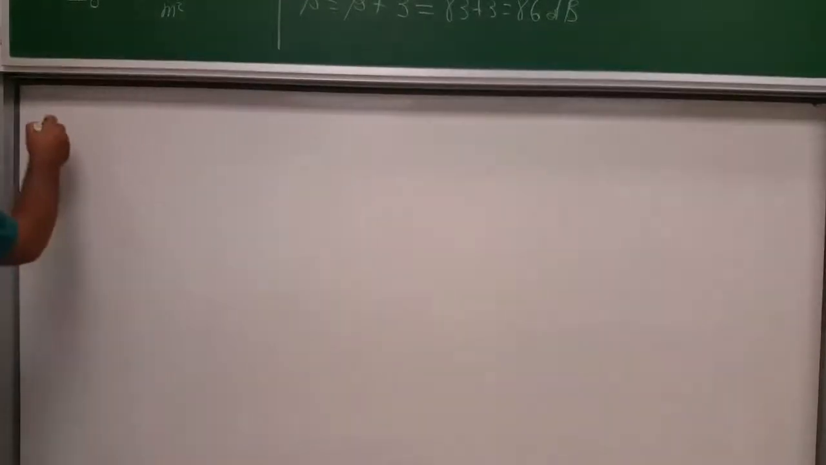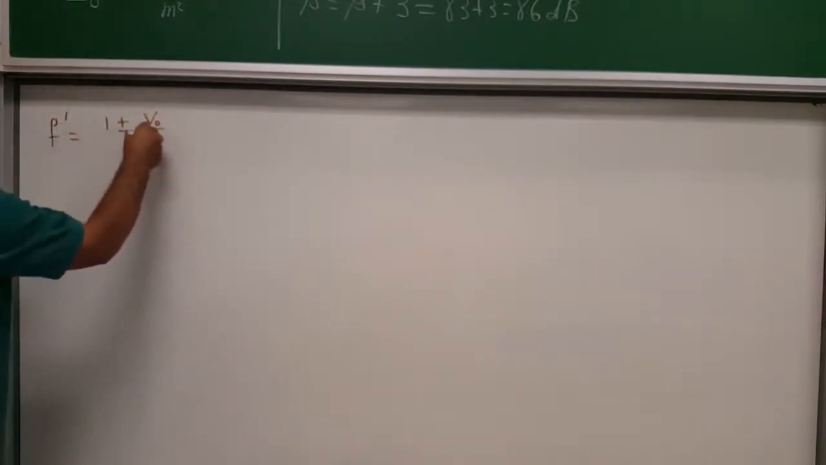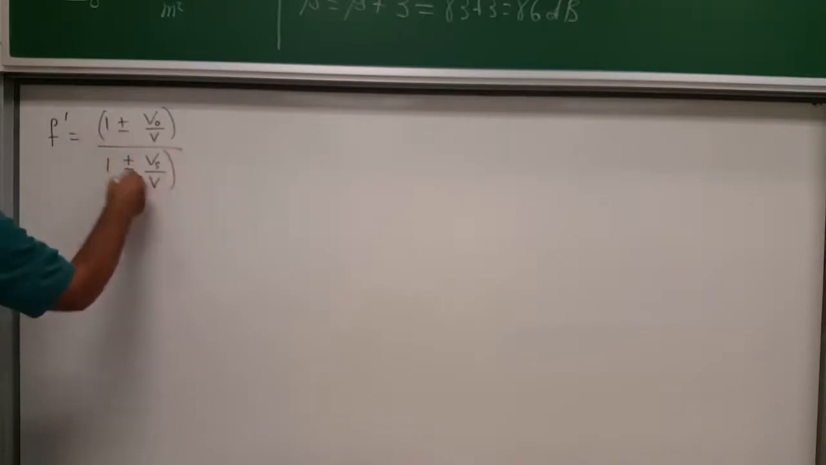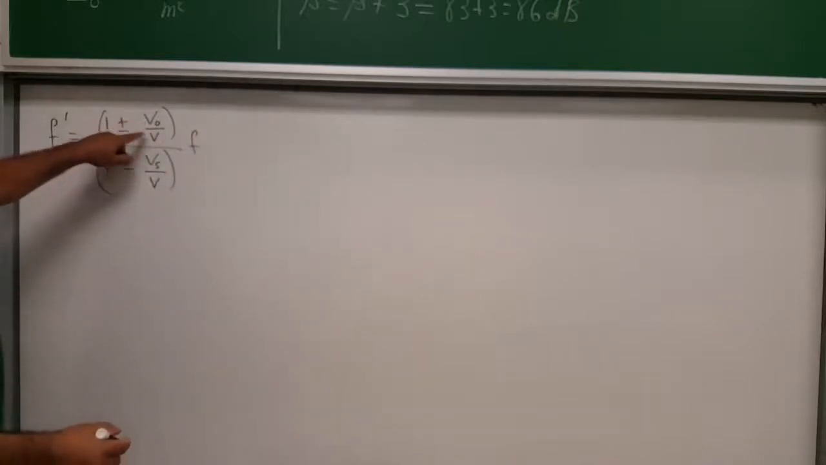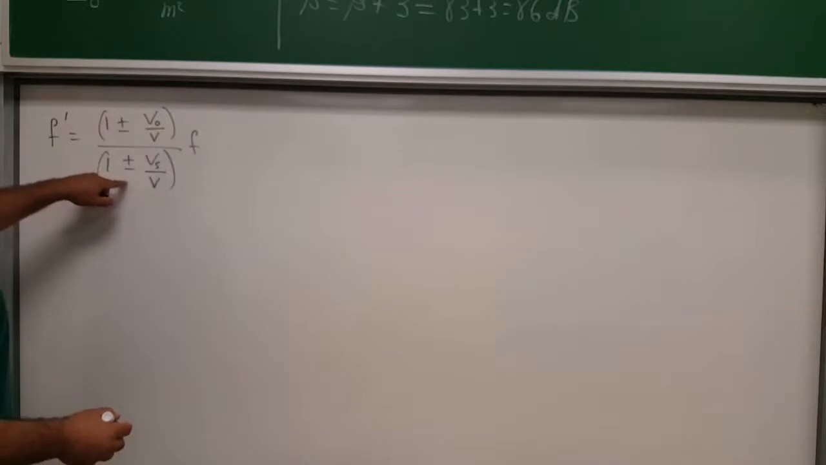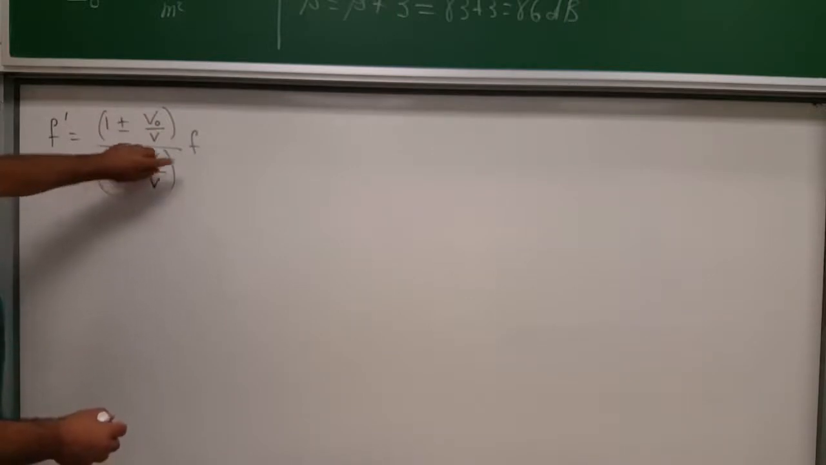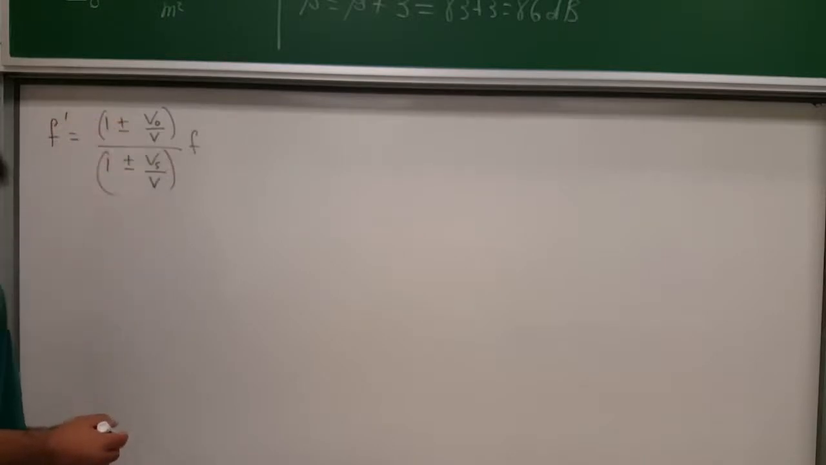So we get this super formula. F prime will equal 1 plus or minus V observer over the speed of sound, divided by 1 plus or minus V source over the speed of sound, times F. You see, if the observer is not moving, this is 0, and you will just have the source moving. If the source is not moving, you will have 0, and then 1 plus 0 is 1, and you just have the observer moving. If both of them are moving, you have this larger formula.